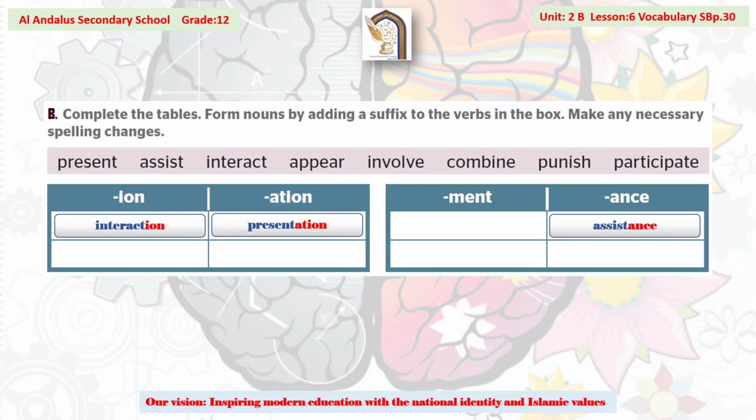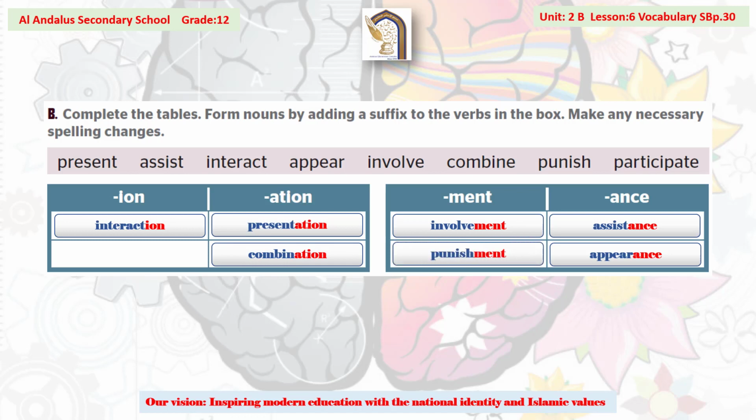Appear. What do you think of appear? Amazing. Appearance. Involve. Very good. Involvement. What about combine? Nice. It is the same as presentation, so this is combination. What about punish? Exactly. It is similar to involve, so it is punishment, the same as involvement.